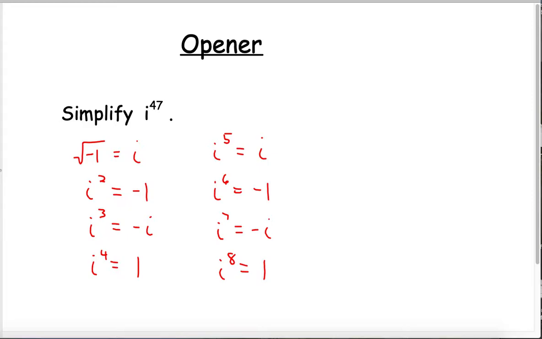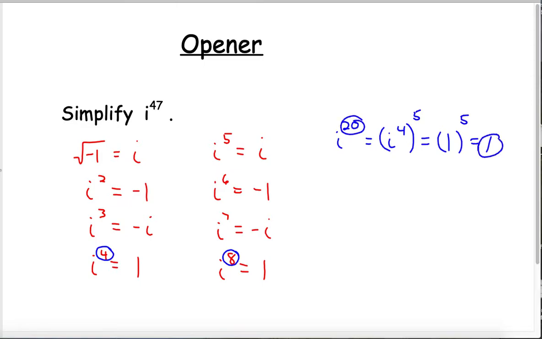So you can see that we're starting to see this repetition. Any multiple of 4, i to a multiple of 4 power, is going to equal 1. So for example, if I said what's i to the 20th, well, that's i to the 4th to the 5th power, and i to the 4th is 1, and 1 to any power is 1. So when our exponent is a multiple of 4, it's going to equal 1. So now we are finally ready to answer the question, what is i to the 47th?